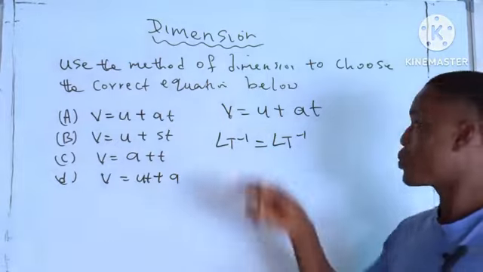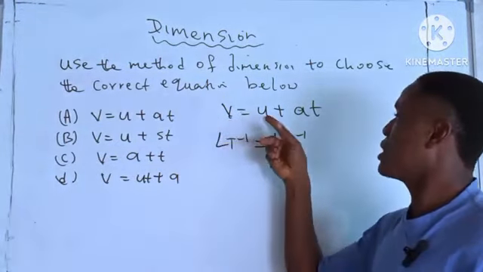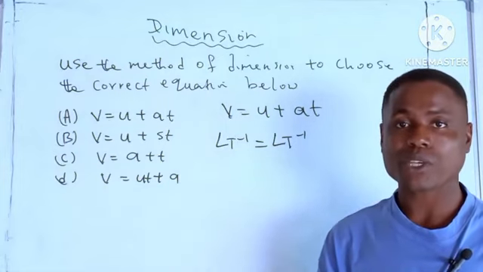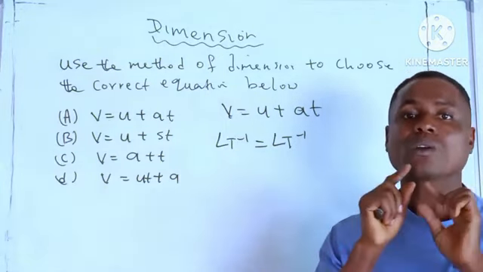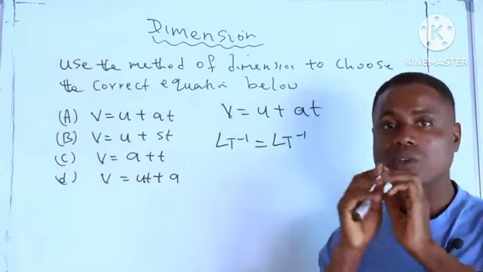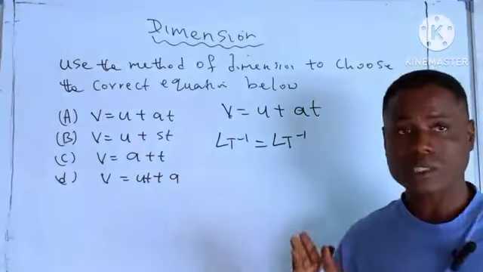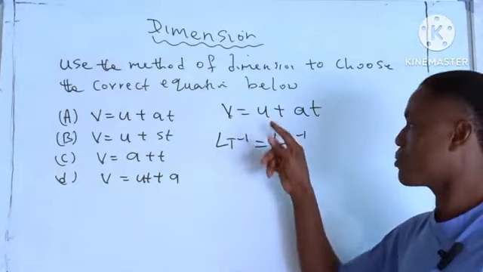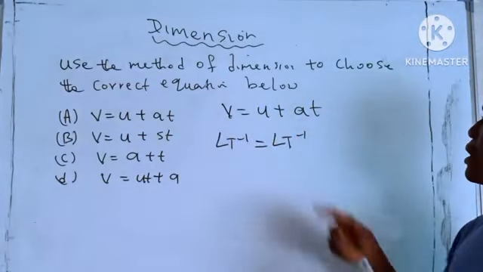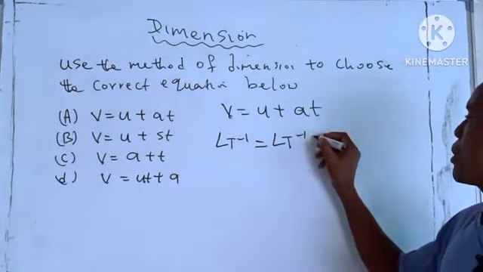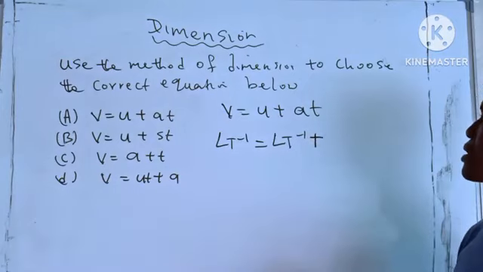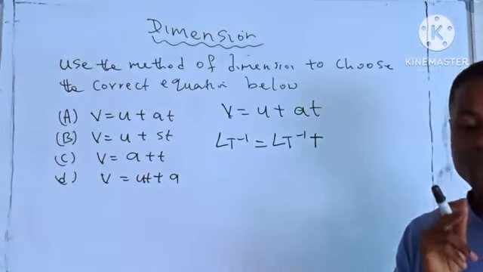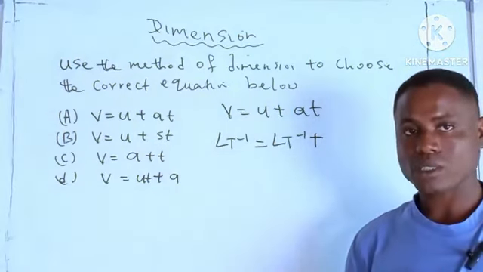Don't be confused with these two words. Final velocity, initial velocity, all of them are still the same. They contain the same dimension, meaning that all of them are velocities. Are you getting it? So this one is the same thing as this one. Now you are left with this AT, which is acceleration and time.